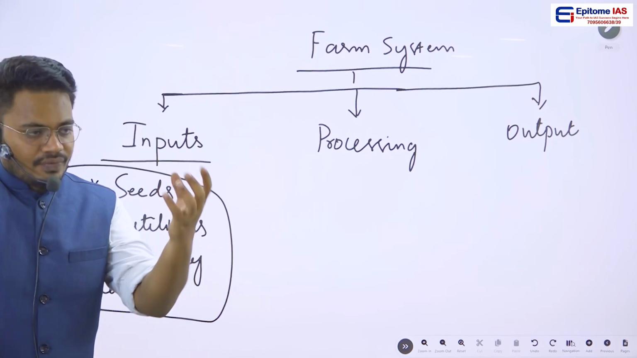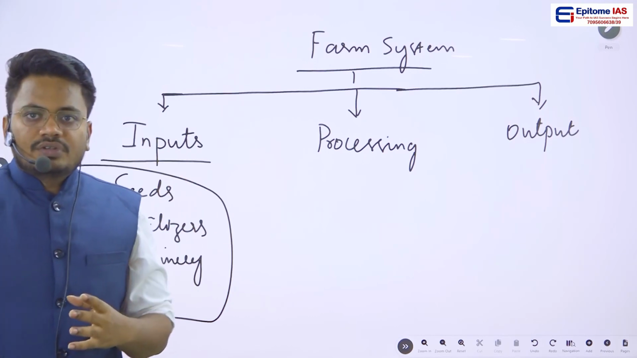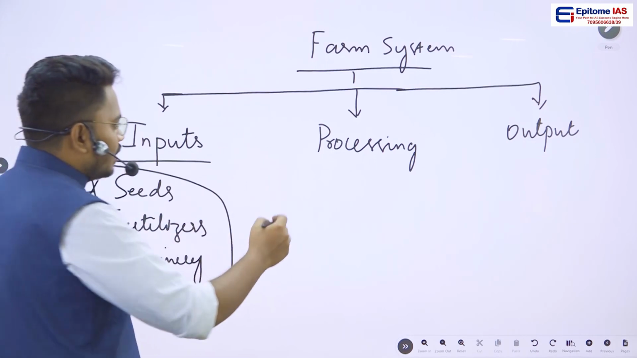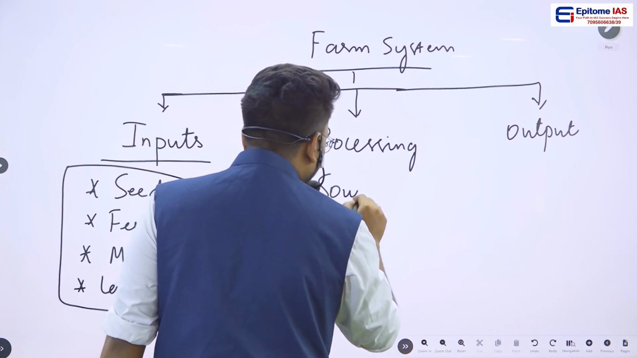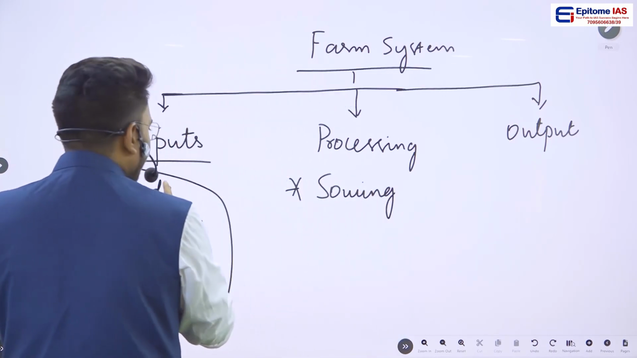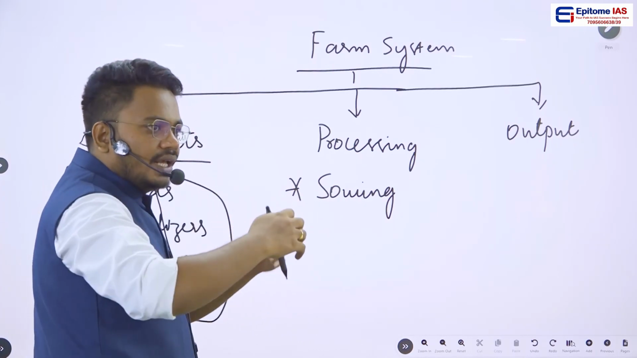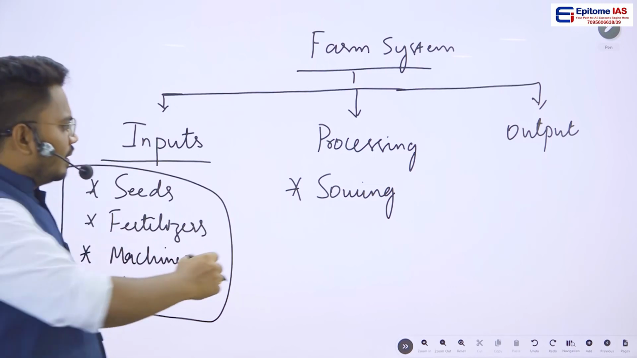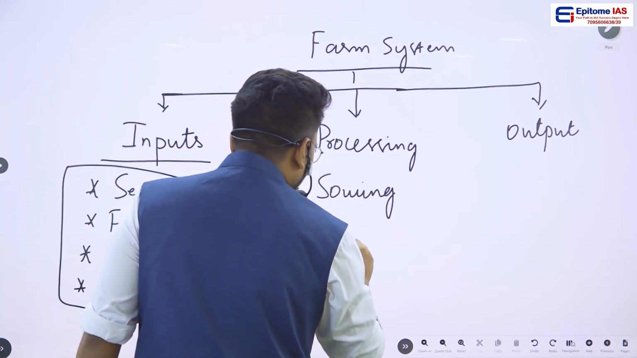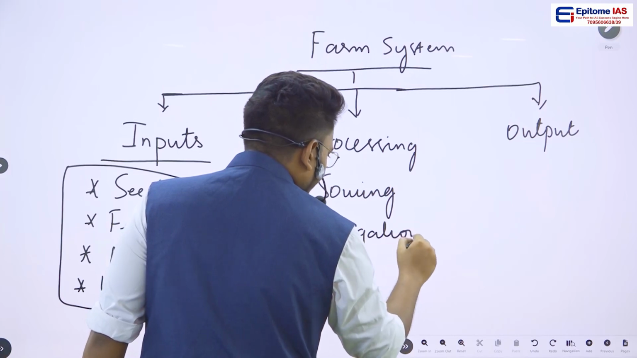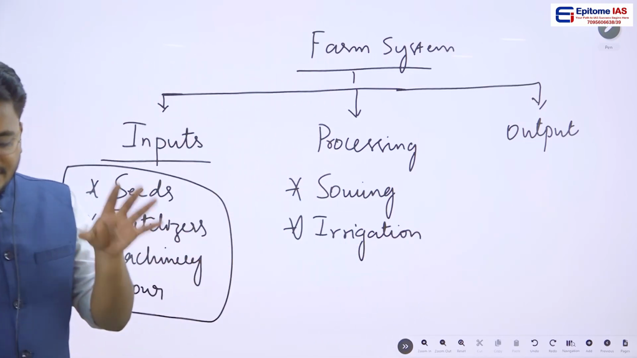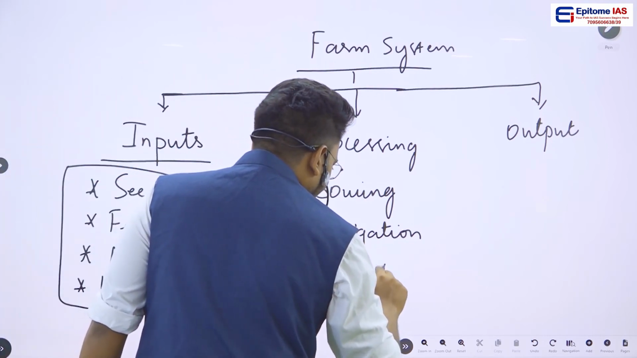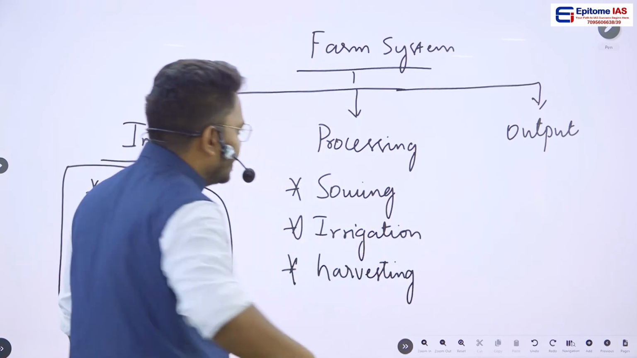Then once we have provided these inputs, the next step is processing of those products. So in processing, what will we be doing? In inputs we have gathered seeds. Now we will be sowing those seeds into the land. So sowing is one example, and providing irrigation facility is also part of this processing. Then harvesting is one of the important parts of the second step, that is processing.